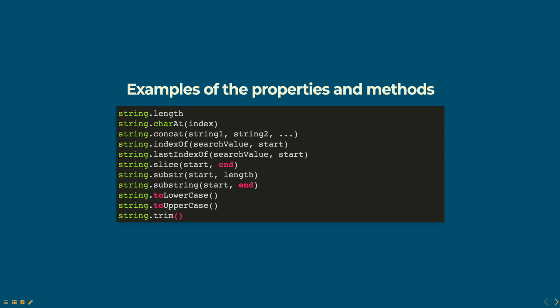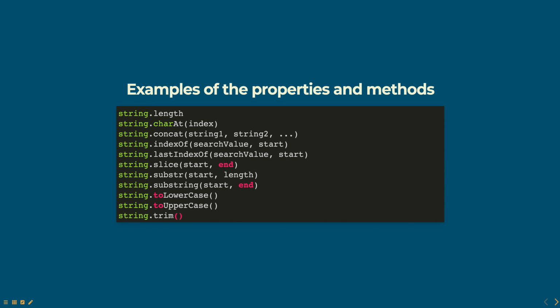String.length returns the number of characters in a string. String.charAt(index) returns the character at the specified index. String.concat(string1, string2) concatenates two or more strings. String.indexOf returns the index of the first occurrence of a search value, starting at an optional start index.